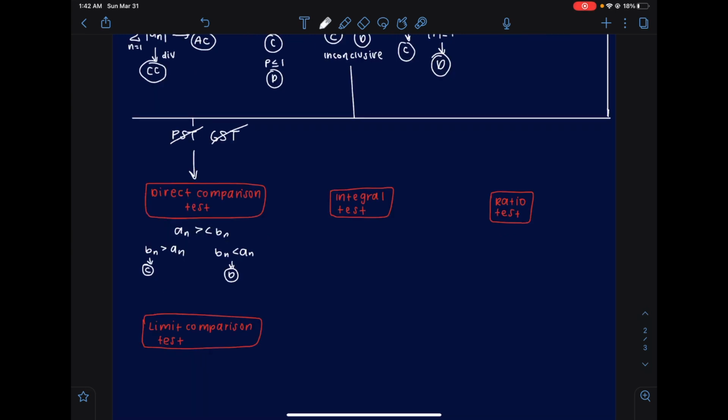Now, however, if you somehow can't get either of these combinations, so let's say that you've chosen a b of n that's greater than a of n, however, it diverges. So there's like a mixed match between these 2 combinations. So if the combinations don't work, you're going to use the limit comparison test.